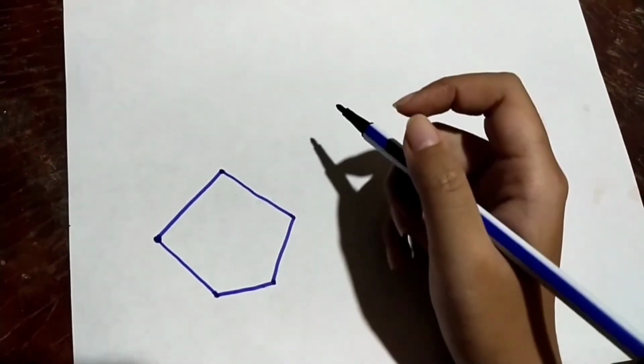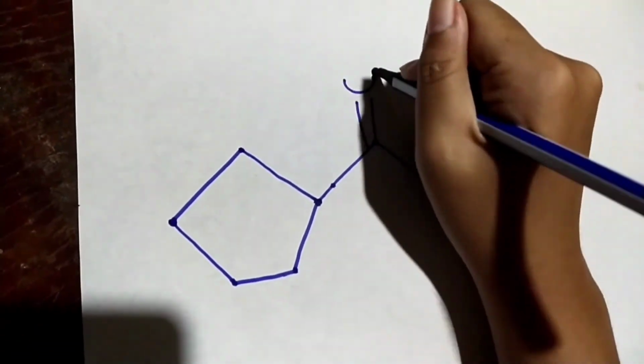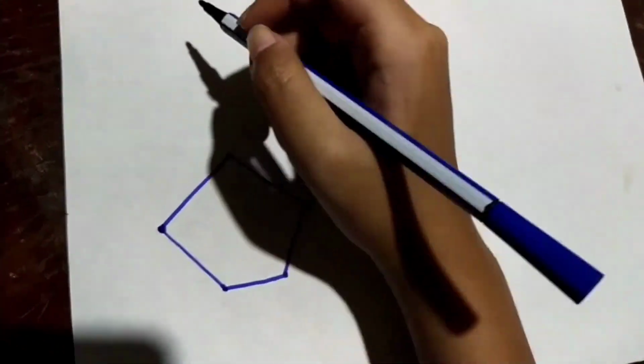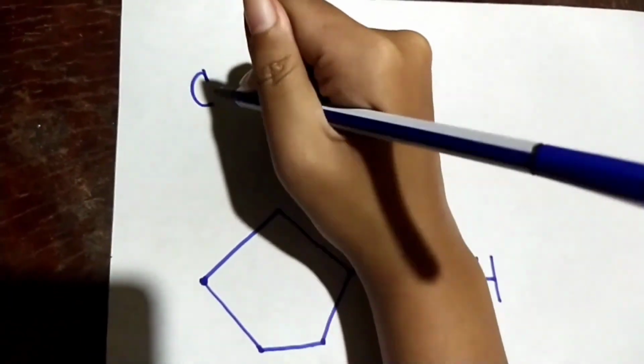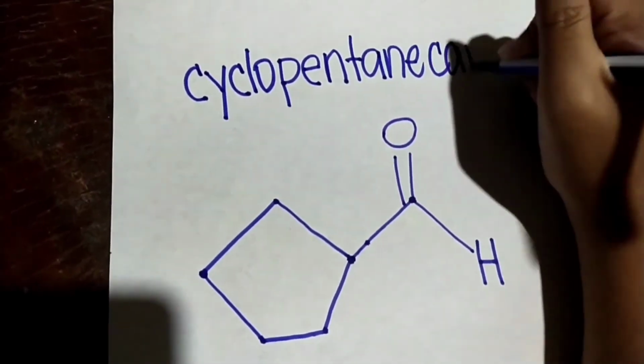This time, let's name aldehydes with a ring. We have a cyclopentane ring and an aldehyde. It is called cyclopentane carbaldehyde. Carbaldehyde is a suffix used when an aldehyde is attached to a ring.